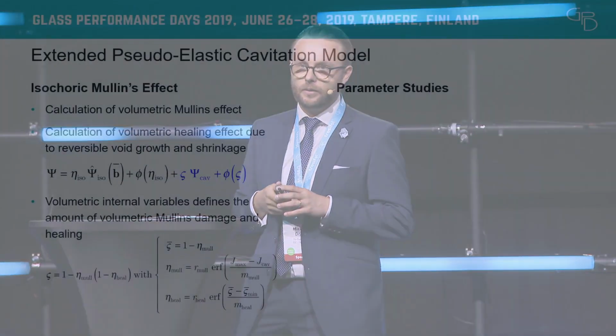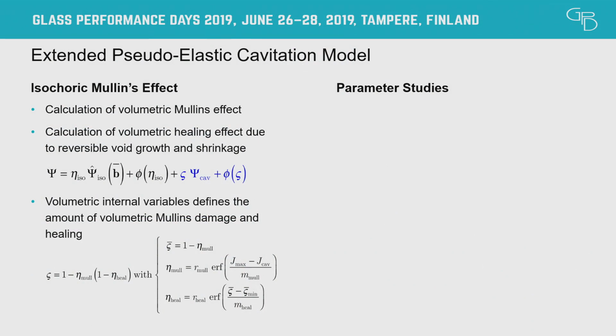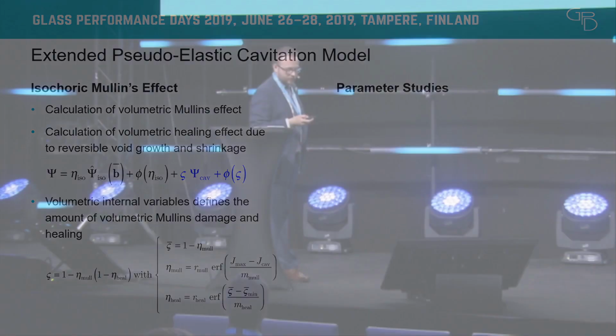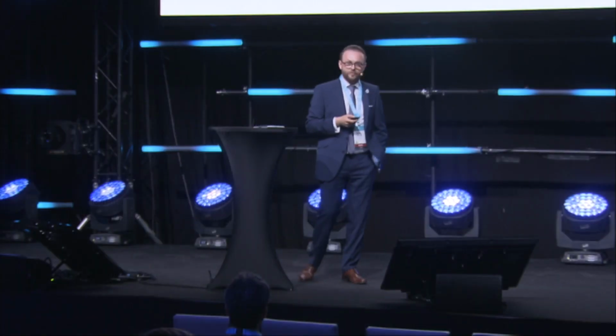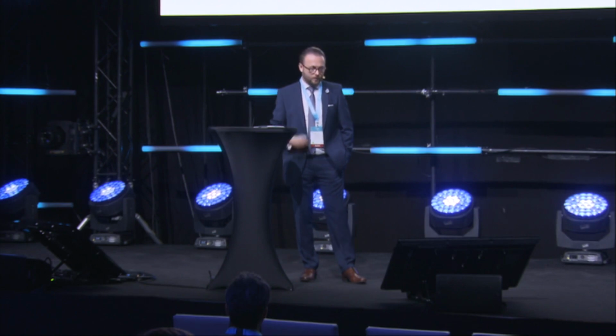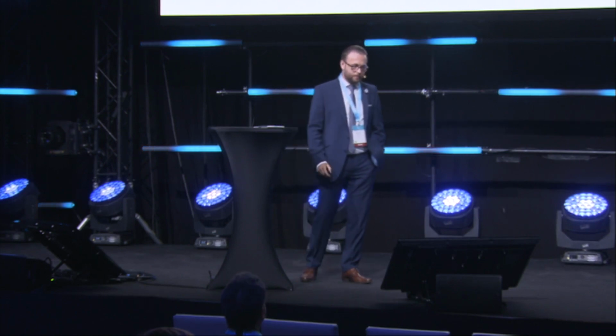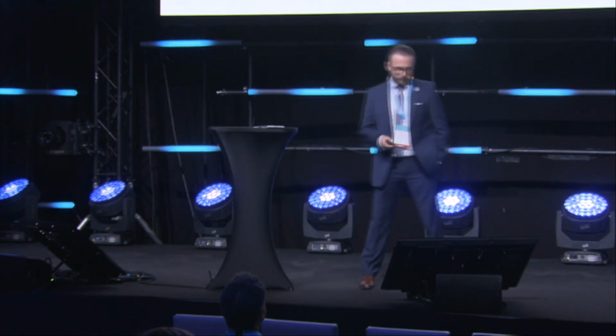Now we have to extend it additionally for the cavitation effect, because in the pancake test we have a volumetric deformation of the material, and due to this volumetric deformation, we saw a kind of Mullins effect, which is governed by the volumetric behavior, and a healing effect. So here we extended the model with some damage variables and healing variables. And we also did some parameter studies.